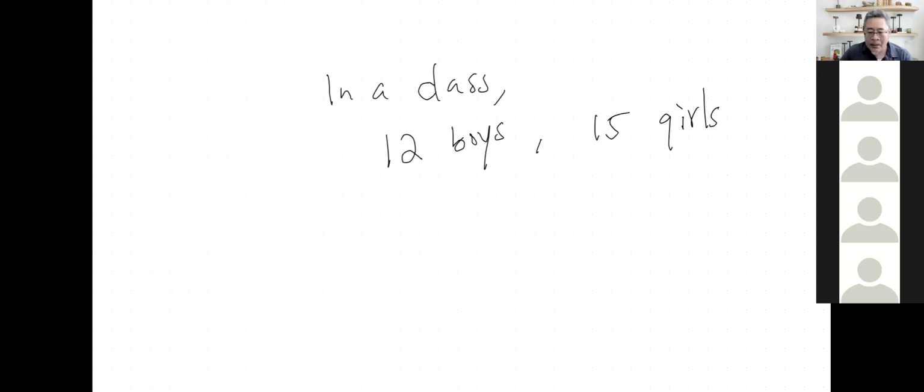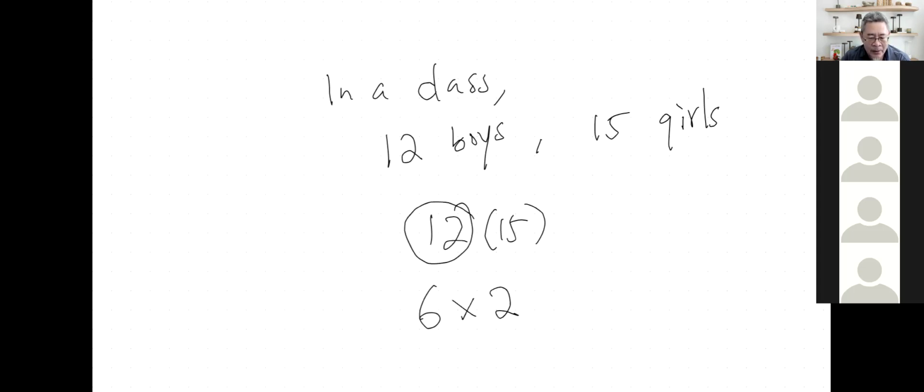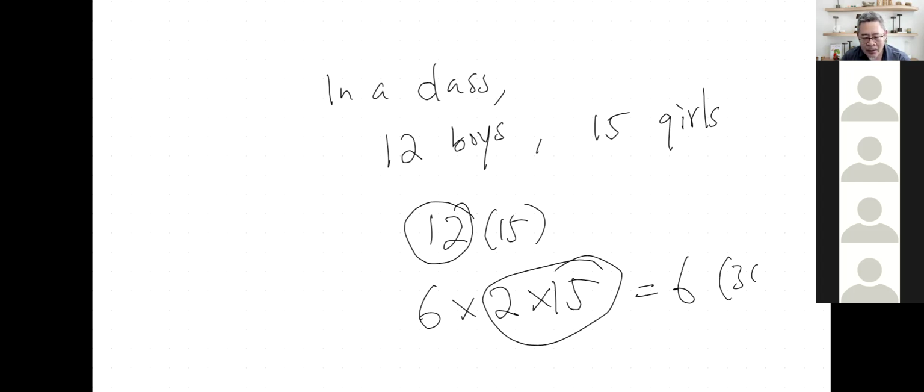Okay, so basically it's 12 times 15. If you use a calculator, that's pretty easy. Now, if you want to do it in your head or on a piece of paper, you can make life easier by breaking this into 6 times 2. Then we know 2 times 15 is 30, so that becomes 6 times 30. And 3 times 6 is 18, so 180. We can do that pretty easily.